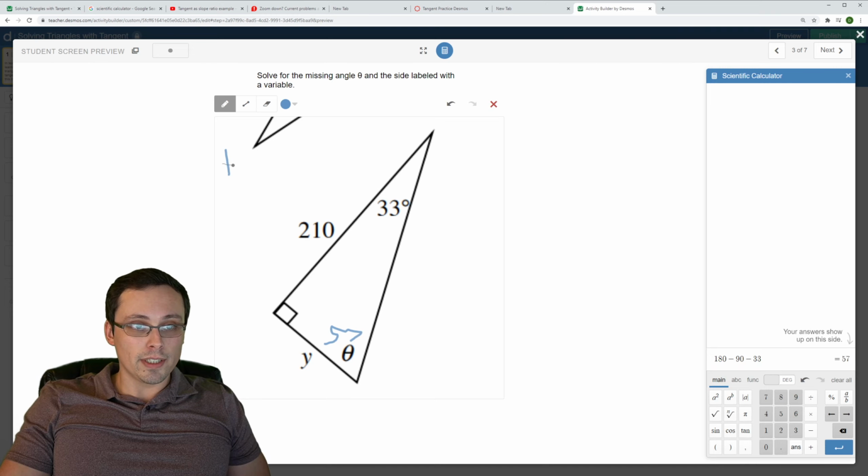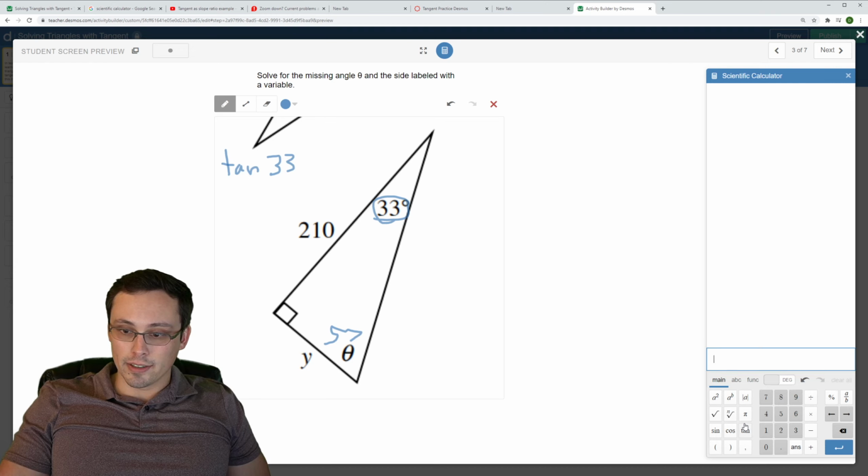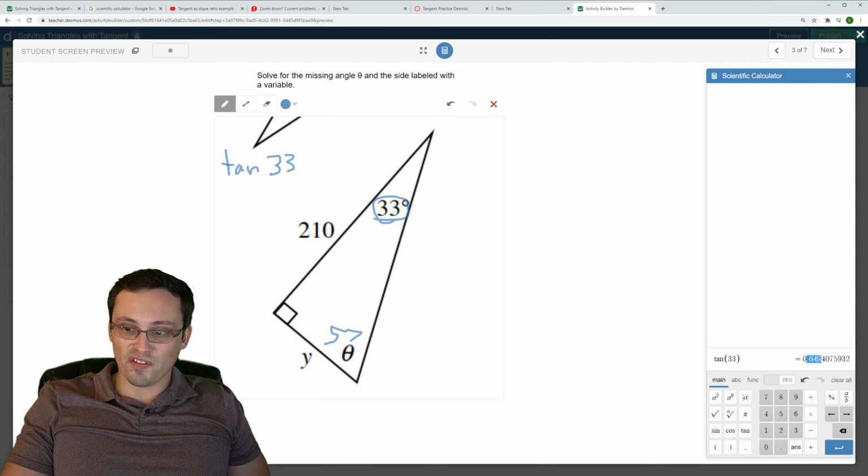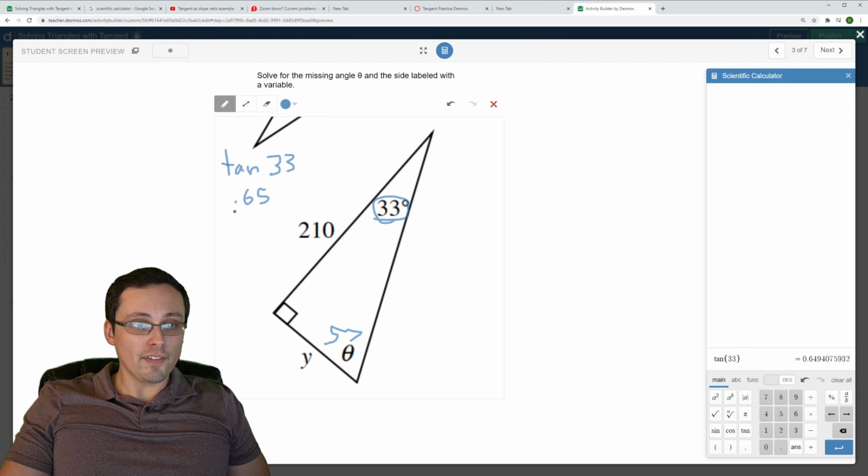So remember, we're going to do tangent of one of our angles. I'm going to use the 33 since that's the one we started with. Now, remember, I can type that in my calculator, so tan 33, and it gives us a number. It's about 0.65 is about what that would round up to. So 0.65. And if I want it to look like a slope, I could put a 1 on the bottom if I want, because remember, that's what this is. This is slope.